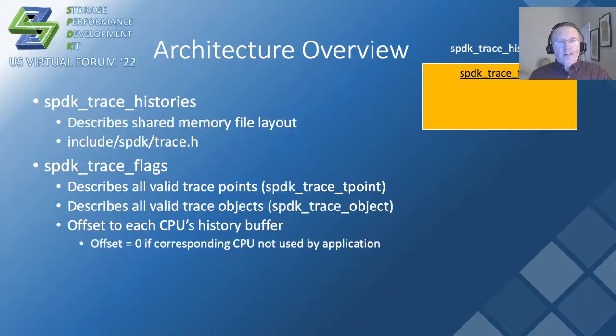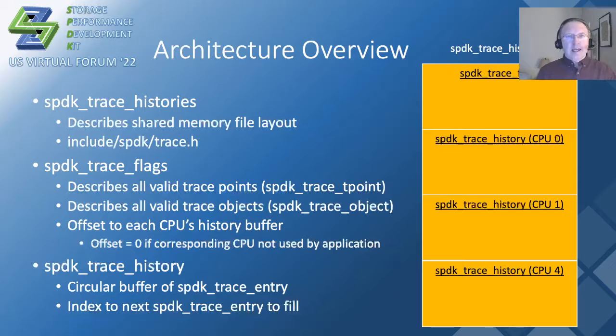And then it also has an offset to each CPU's history buffer. It'll say the offset is 0 if that CPU is not used by the application. We don't want to allocate one of these history buffers for CPUs the application isn't using. So we just set that offset to 0 to say we only have these CPUs, and these other CPUs, we don't have any trace data for.